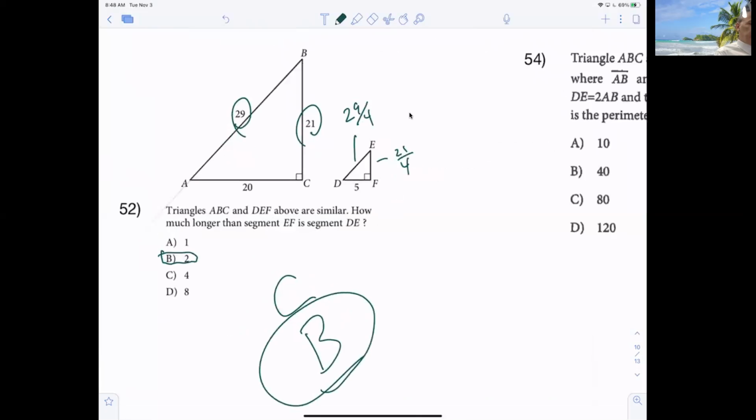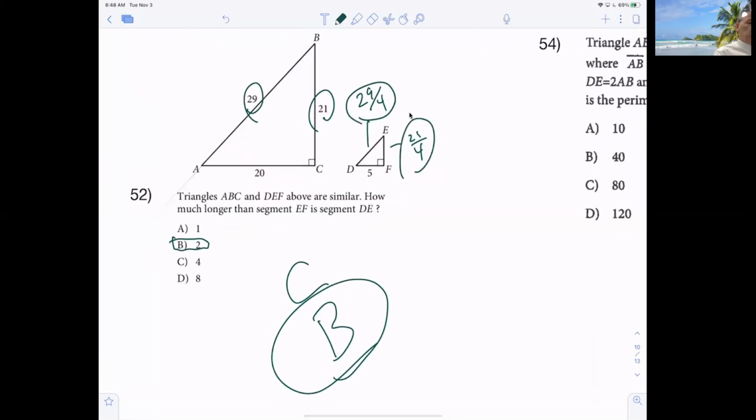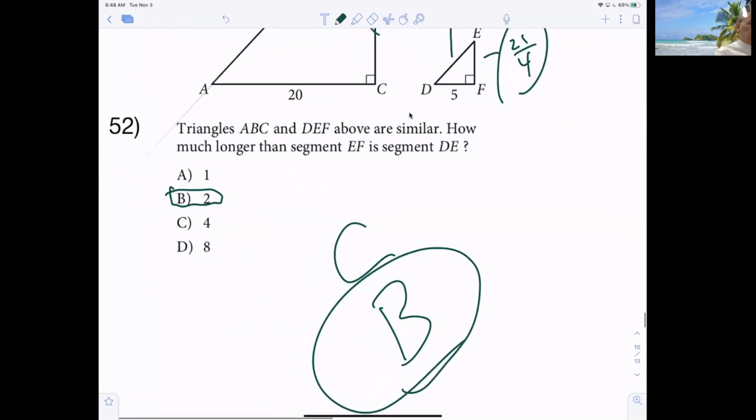How did I get what? How'd you get from the 29 over 4? Are you having trouble with 29 minus 21? What is that? And then you must have been having trouble with 8 divided by 4. Why do you subtract? Because I had to read the question. How much longer? Do you agree with that? How much longer? Oh, no, I don't. All right.